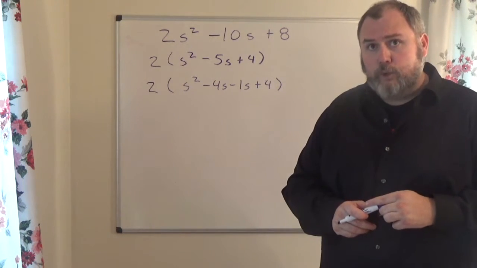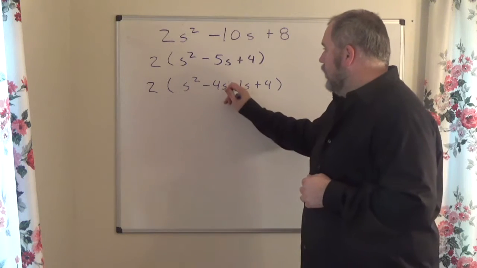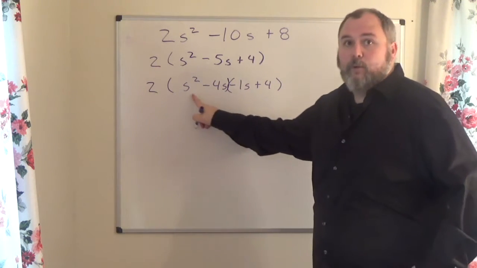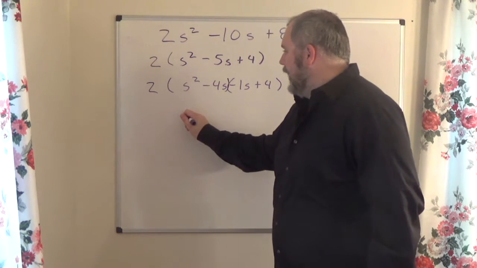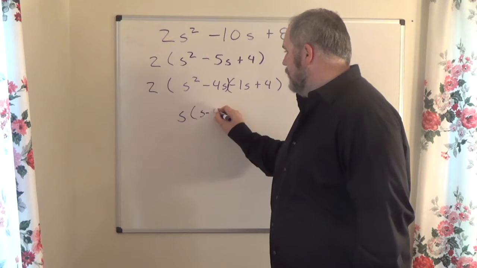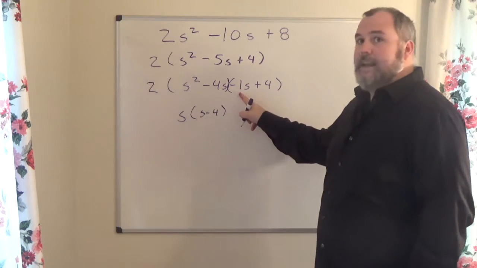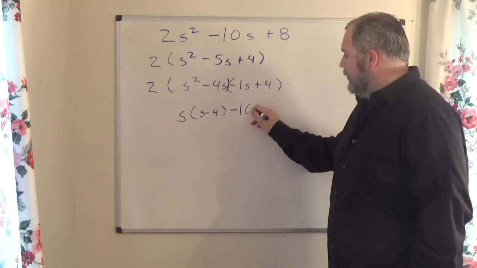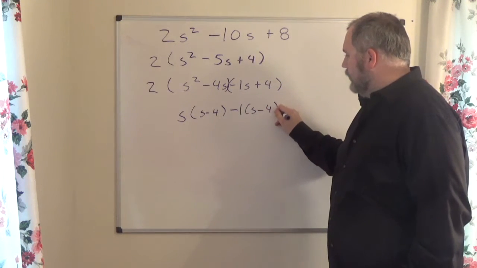Now, what do we do? Well, we're going to factor this piece and this piece. Well, what can I pull out of here? I can pull out an s. Alright, and that's going to give me s minus 4. Well, what can I pull out of this one? I can pull out a minus 1. What's that give me? s minus 4 again.